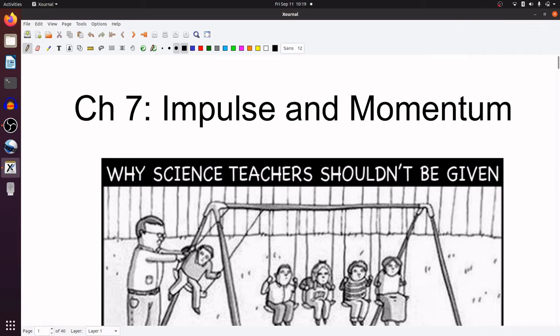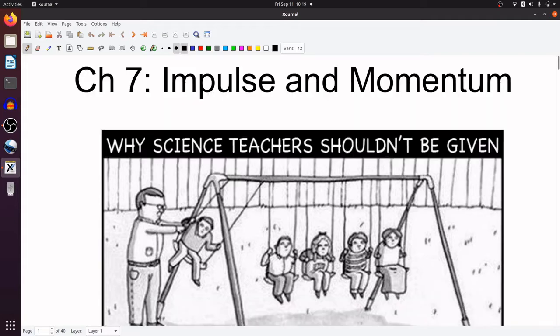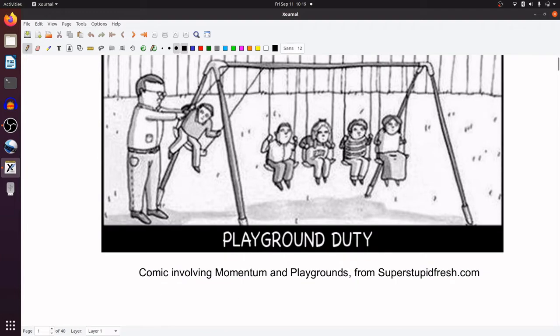Okay, chapter 7 is about impulse and momentum. Two things that we have not talked about up until this point, although maybe in high school you may have come across these things.